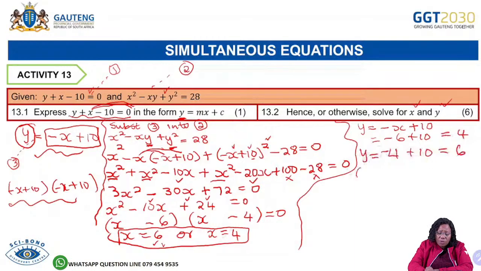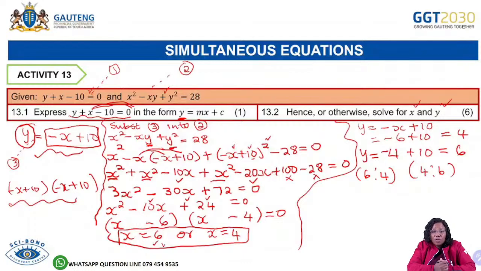So when you write this in coordinate form, you can see that if your x is 6, your y will be 4. Or if your x is 4, your y will be 6. So that is the expected solution for this simultaneous equation. And then now let's allocate the 6 marks. One mark will be for substituting the third equation into the correct quadratic equation. The second mark for simplifying this and ending up with the quadratic equation.